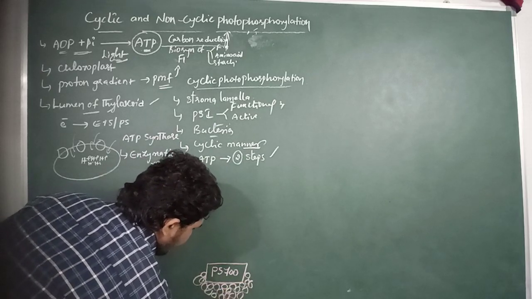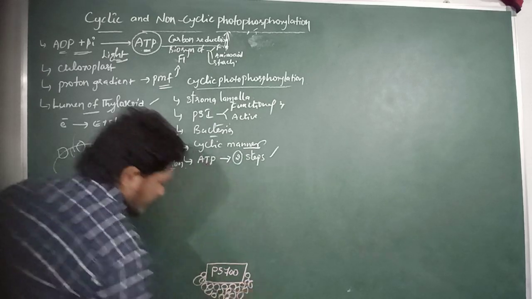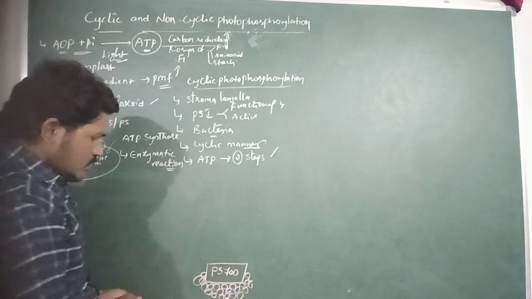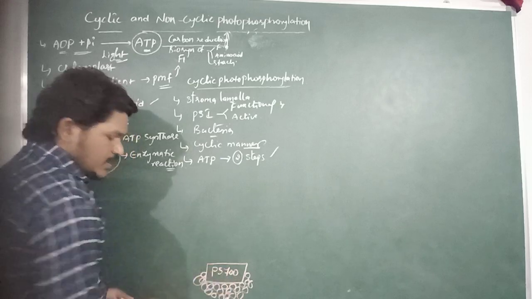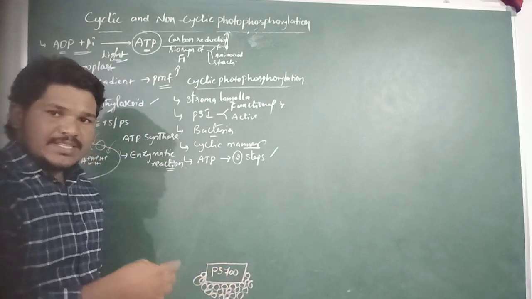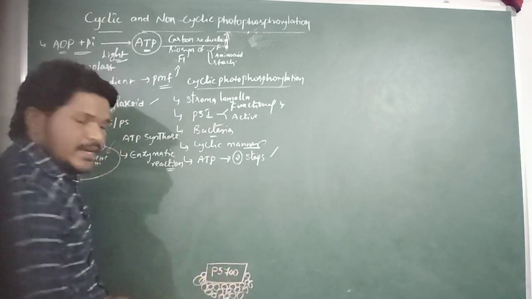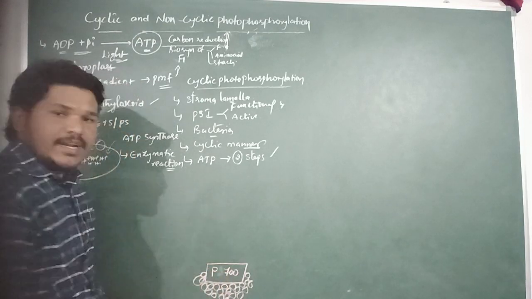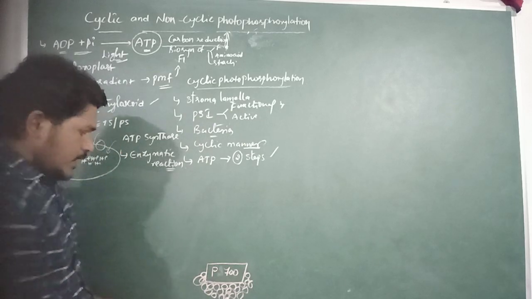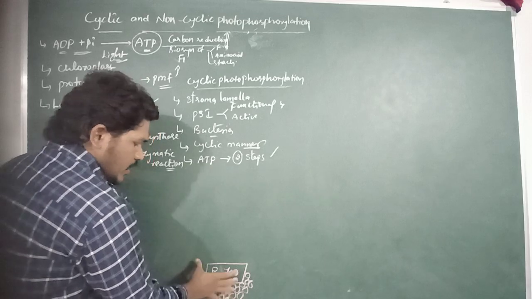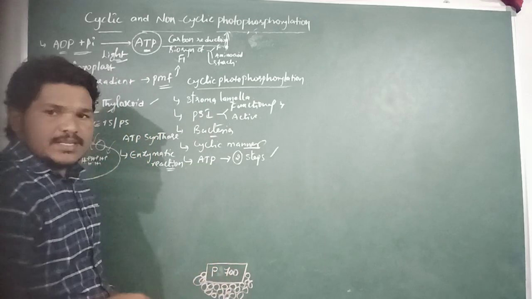This chlorophyll pigment absorbs the light energy. So here the PS1, that is photosystem 1. In photosystem 1 the reaction center is P700. Around the reaction center the chlorophyll pigments are present which absorb the light energy.